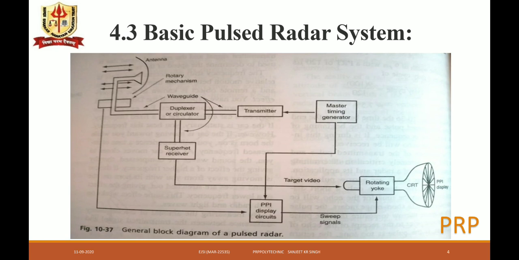So here we see the basic pulsed radar system block diagram representation, a general block diagram representation in which we can see the major parts or systems of a pulsed radar system. So basically it has the antenna subsystem, then transmitter subsystem, receiver subsystem and the display subsystem. These are the four major parts of blocks of a pulsed radar system. And to control all this, we have a master timing generator.